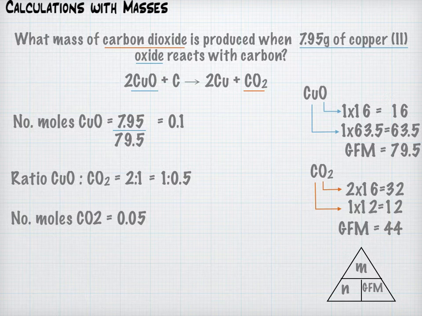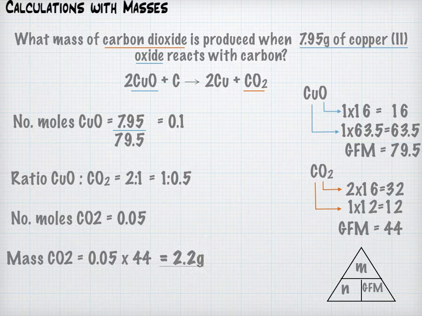Now I'm on the home stretch. I now know how many moles of carbon dioxide I've got. I know the gram formula mass of carbon dioxide, and according to the magic triangle at the bottom, I need to multiply those together. So the mass of carbon dioxide is 0.05 times 44. The number of moles times the gram formula mass, and that comes out as 2.2 grams. Okay. I'm going to give you a moment there just to look over that working again.